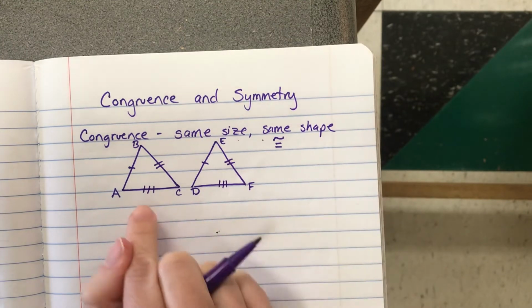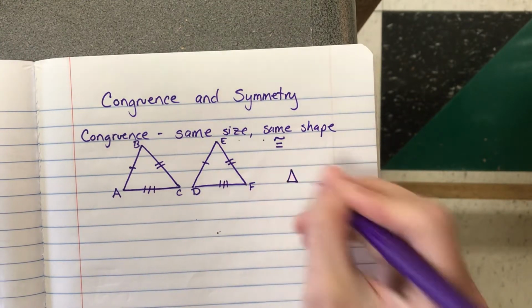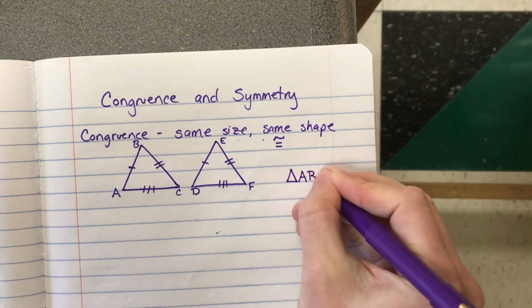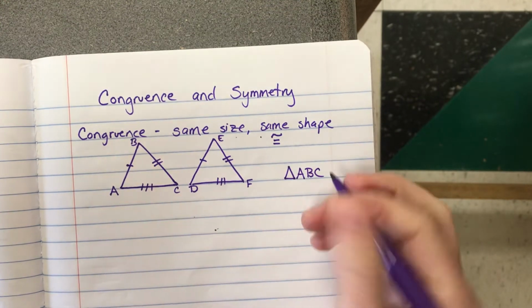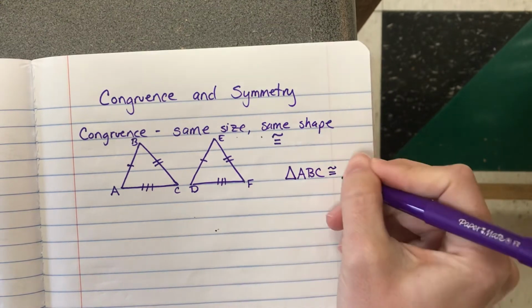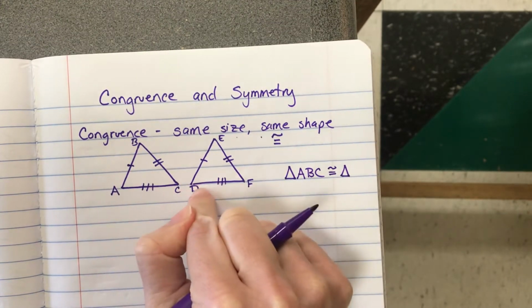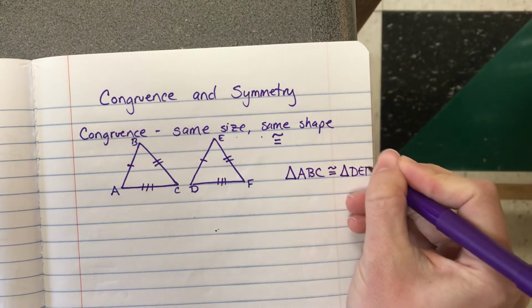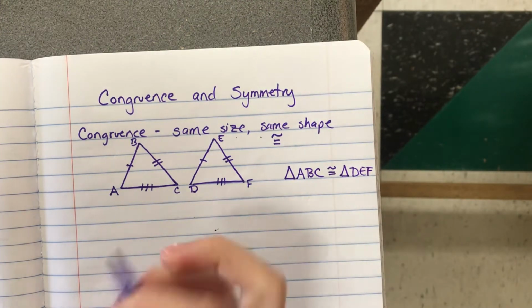And so when I make a statement saying that this triangle, so I would name this, and I'm going to draw a little tiny triangle over here and say triangle ABC is congruent to, meaning same size, same shape, triangle, and notice I'm going to go in the same order, ABC is congruent to DEF, so triangle DEF. Same size, same shape. Now, it doesn't matter if things are turned.